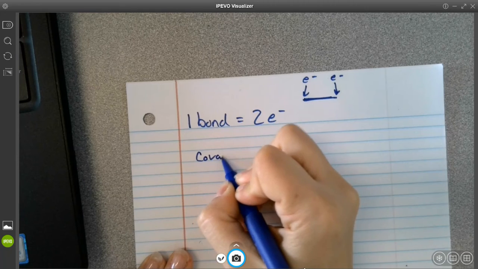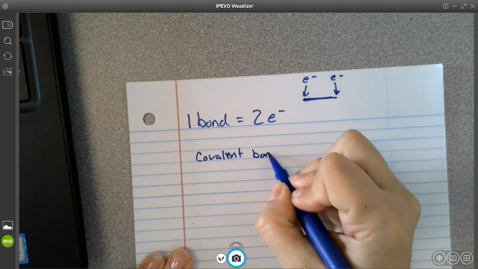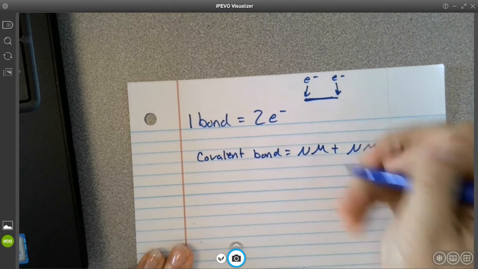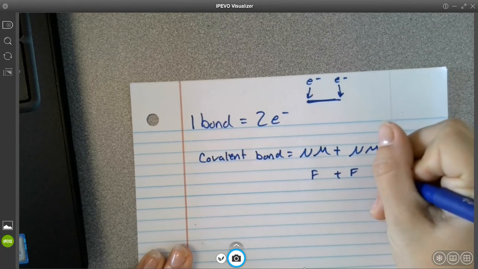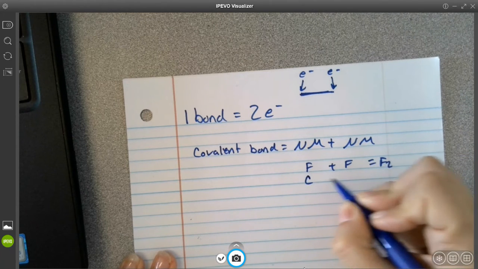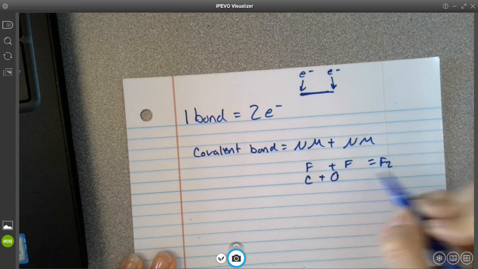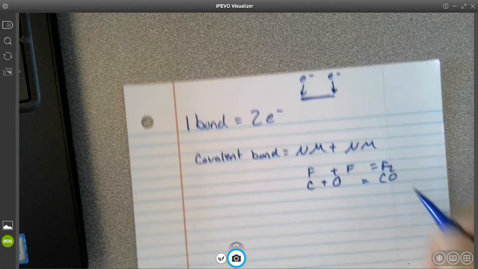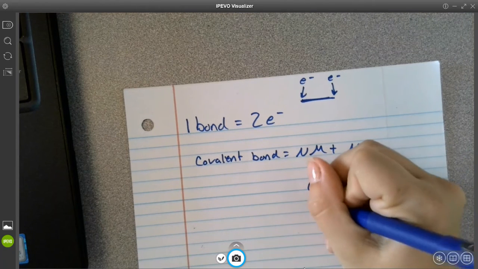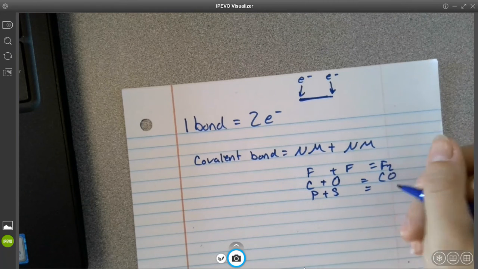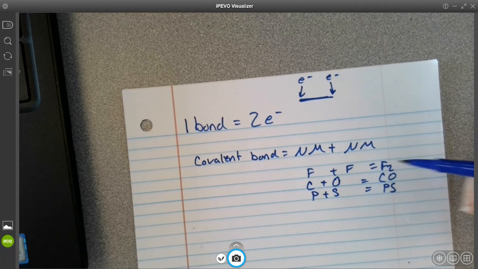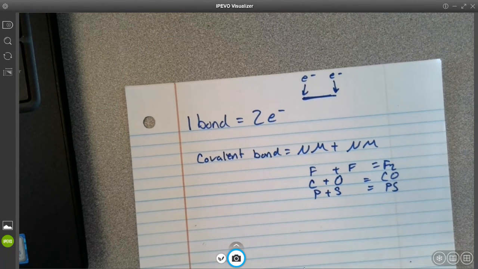We can make a covalent bond, which is between a nonmetal and a nonmetal. So that's like 2 fluorines. Or if we're going to go ahead with C and O, nonmetal, nonmetal. If we're looking at phosphorus and sulfur, so these would all be considered covalent bonds because they are 2 nonmetals coming together.